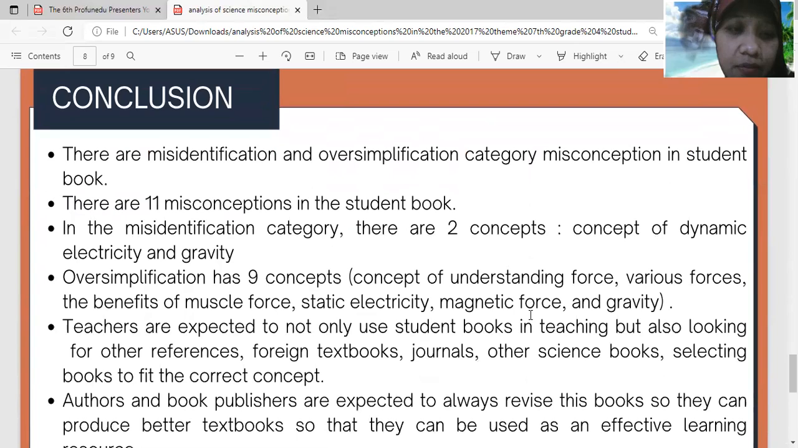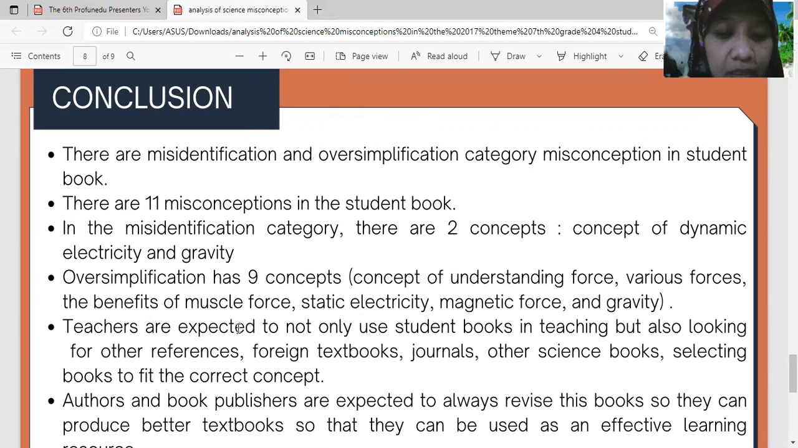The conclusion: there are misidentification and oversimplification category misconceptions in student books. There are 11 misconceptions in these student books. In the misidentification category, there are two concepts, dynamic electricity and gravity. Oversimplification has 9 concepts about force, various forces, the benefit of Pascal force, static electricity, magnetic force, and gravity.